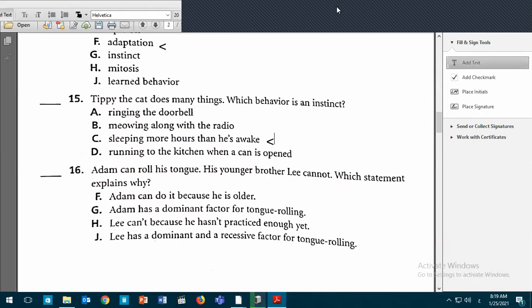Adam can roll his tongue. His younger brother Lee cannot. Which statement explains why? Adam can do it because he is older, Adam has a dominant factor for tongue rolling, Lee can't because he hasn't practiced enough yet, or Lee has a dominant and recessive factor for tongue rolling.